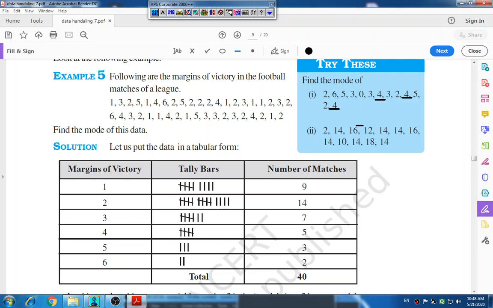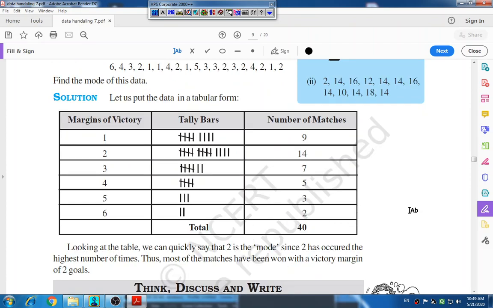Like that, you have to find the mode of this given data yourself. Try to find it. The set of given numbers is 2, 14, 16, 12, 14, 14, 16, 14, 10, 14, 18, 14. While reading this set of numbers, we can easily say that the mode of this given data is 14, because the observation 14 has occurred the highest number of times, and thus the value which occurs the most is 14.